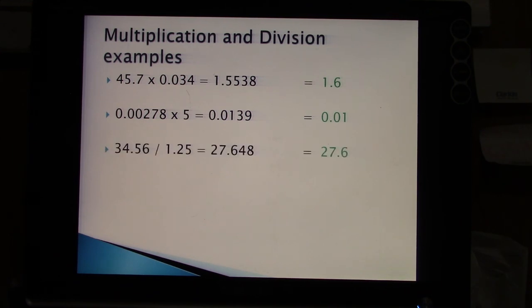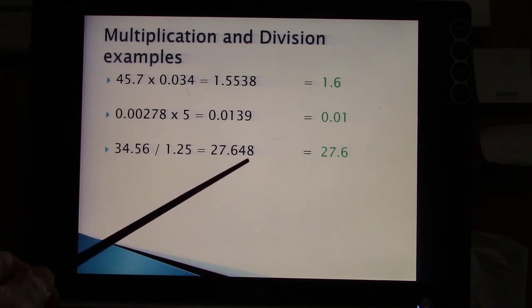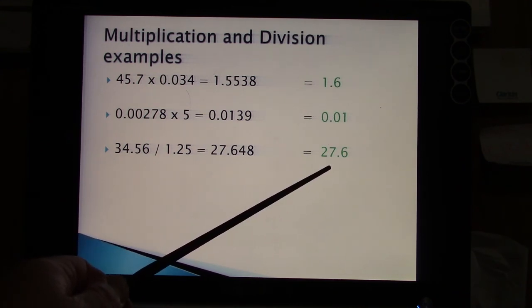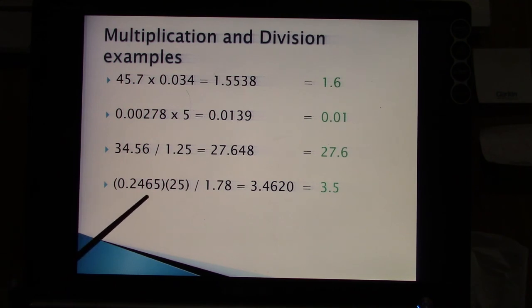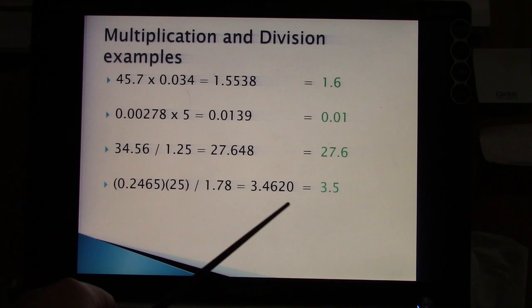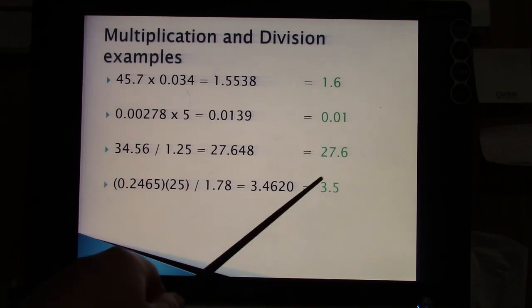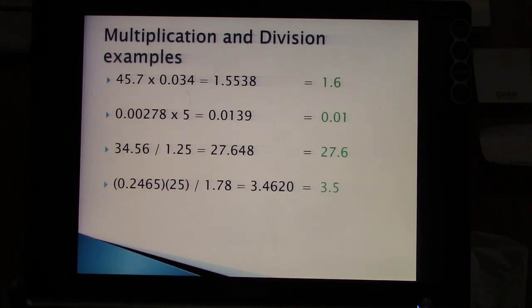Here's a division problem. This has 4 sig figs, 3 sig figs. Here's the unrounded calculator answer, rounded off properly to the correct number of sig figs. Okay, here we've got 4 sig figs, 2 sig figs, 3 sig figs. Unrounded, then 2 sig figs, the correct answer, because this only has 2 sig figs.